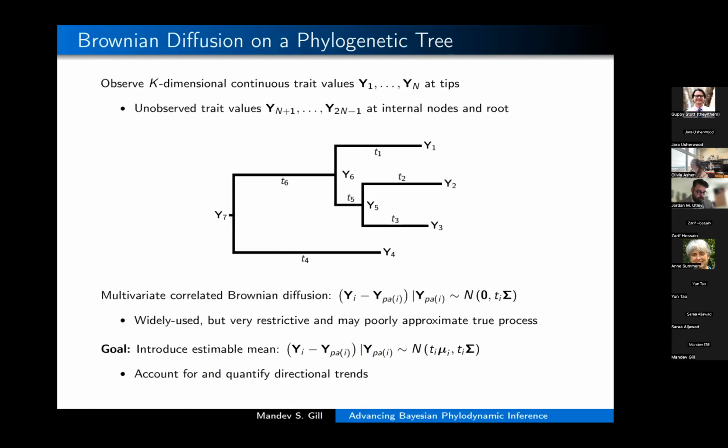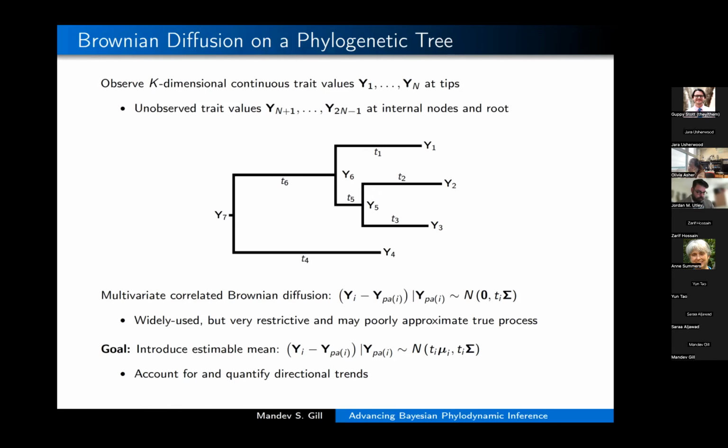Okay, so suppose we observe n continuous trait values, each of dimension k. We can think of these observed values as corresponding to the tips of an unknown but estimable phylogenetic tree. And we also assume that we have unobserved trait values at the internal nodes of the tree. So we can think of the observed trait values as being produced by a Brownian diffusion process that starts at the root of the tree and then proceeds down the branches.